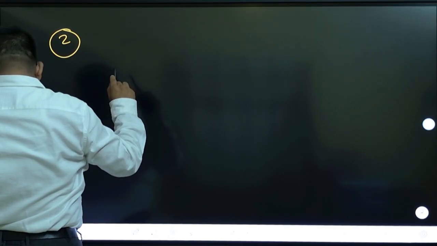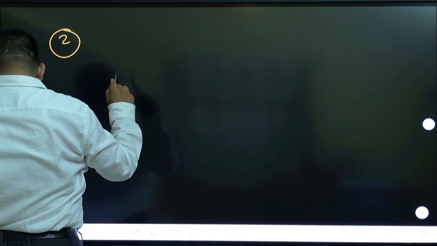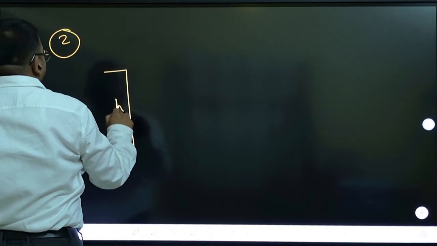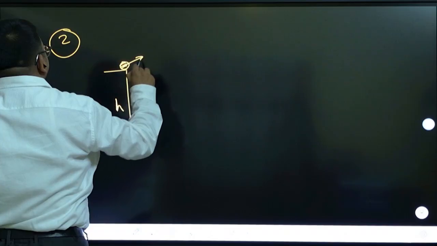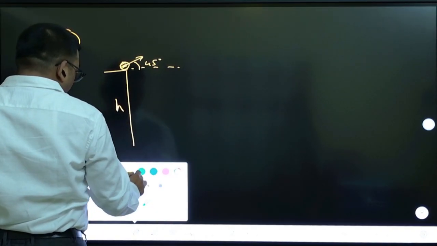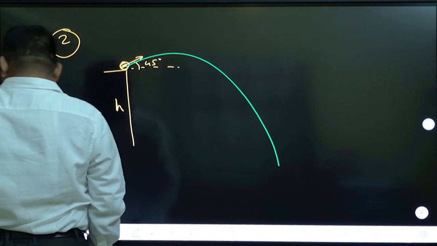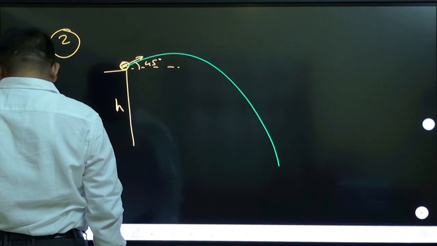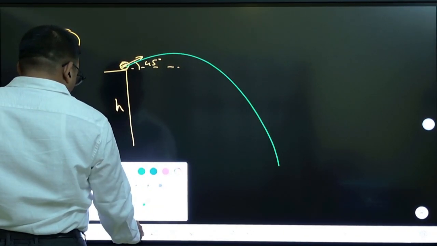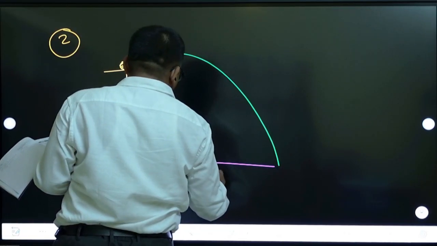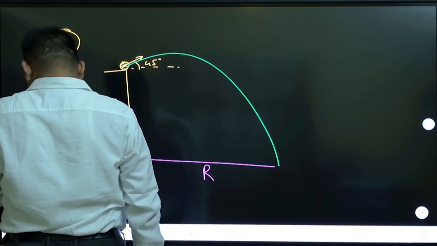The object is projected from a height h at an angle 45 degree with horizontal. So suppose there is a height h or a building has height, and from this height we project it at an angle 45 degree with the horizontal. We throw it like this, so this body may go like this way somewhere here. It lands a horizontal distance r from point of projection. What they are saying is that from the point of projection here, horizontal distance, that means this distance r they have given.